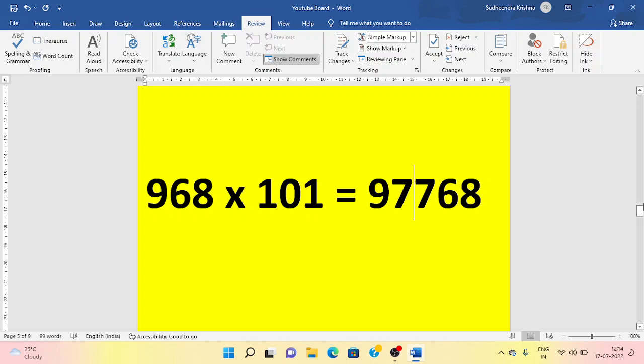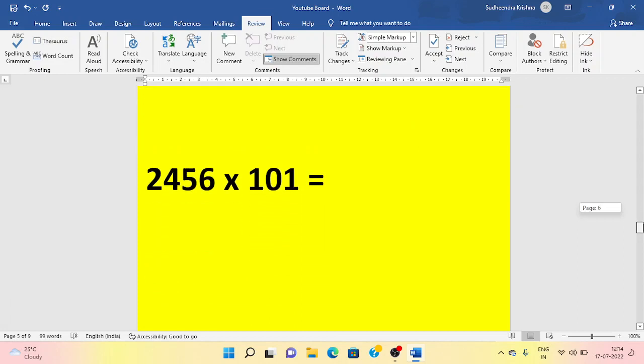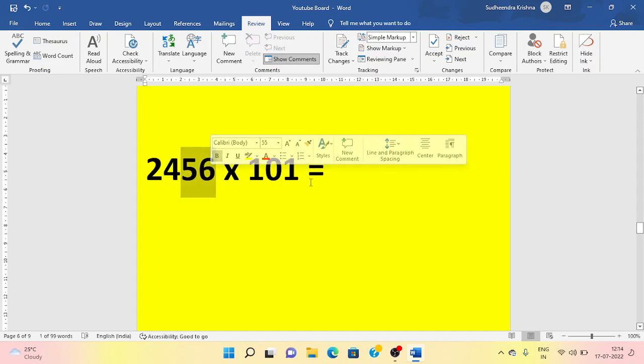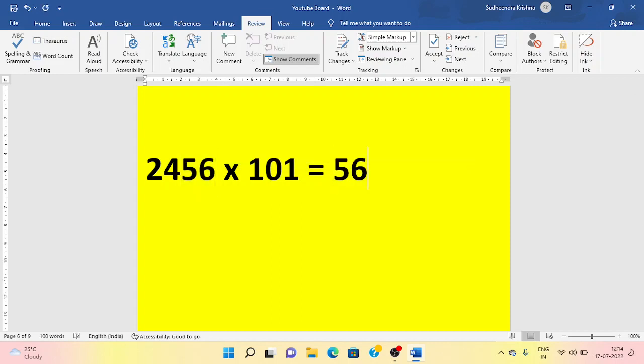Okay. Now let us go to the next number. Let us take a 4-digit number. Now we have 2456, which is a 4-digit number. So how to multiply a 4-digit number with 101? In the number 2456, on the right side you have 56. So put 56 as it is in the answer. This will give you the right portion of the answer.